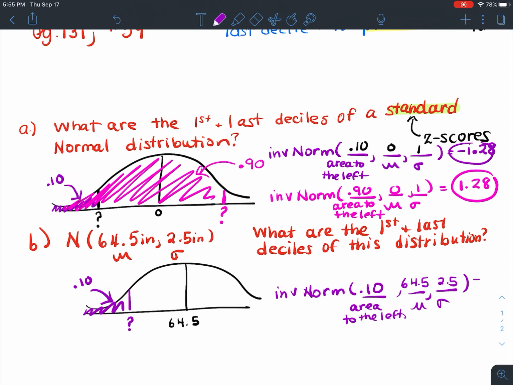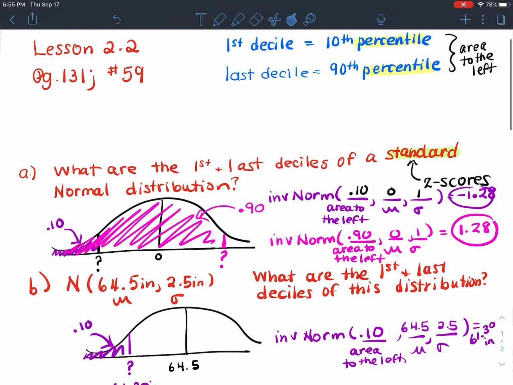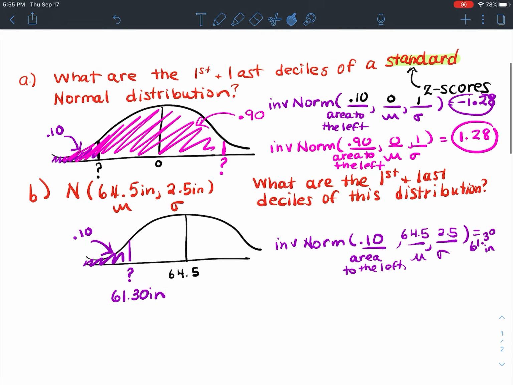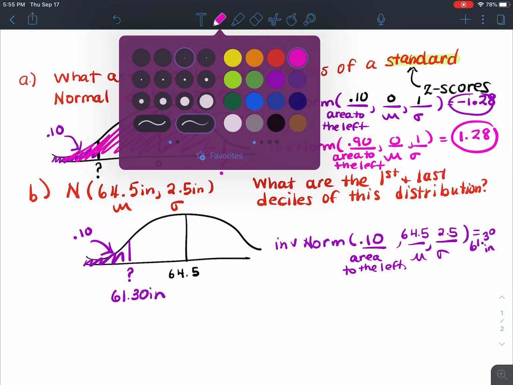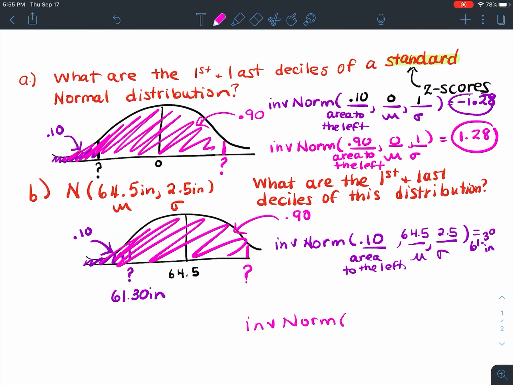Okay, I'm going to type this into the calculator here. I'm typing this in here: 0.10, 64.5, 2.5. That's going to land me at a height of roughly 61.30 inches. Okay, so the height of 61.30 inches, that's the first decile of this distribution because that's the 10th percentile. Okay, you get the gist here, and then I'm going to do the same thing over here.